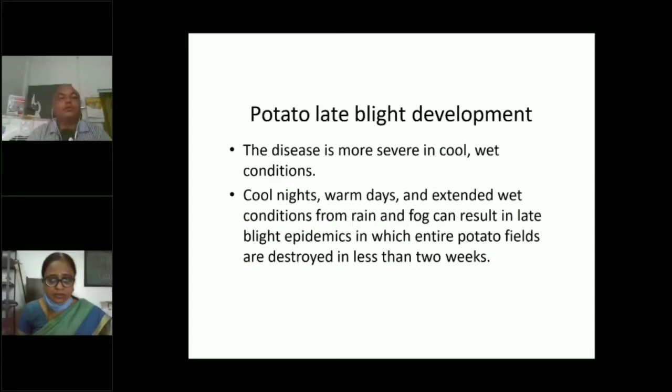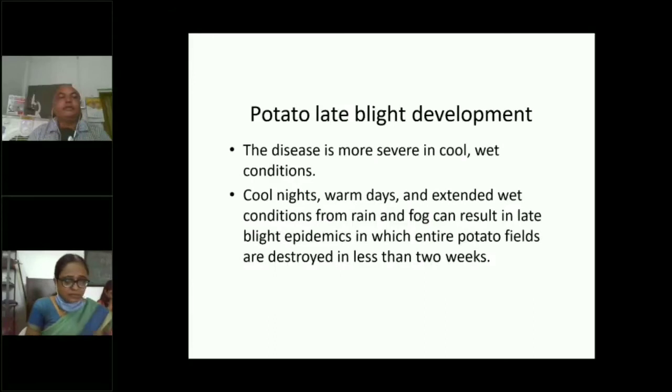When there are some cool nights, warm days, and extended wet conditions from rain and fog, then you can predict late blight epidemics in this entire area. Therefore, if these conditions are available, then within 2 weeks the potato late blight will appear.